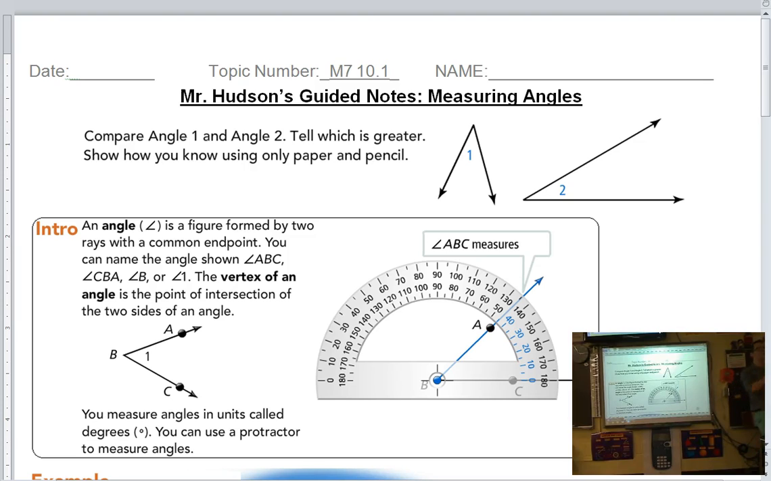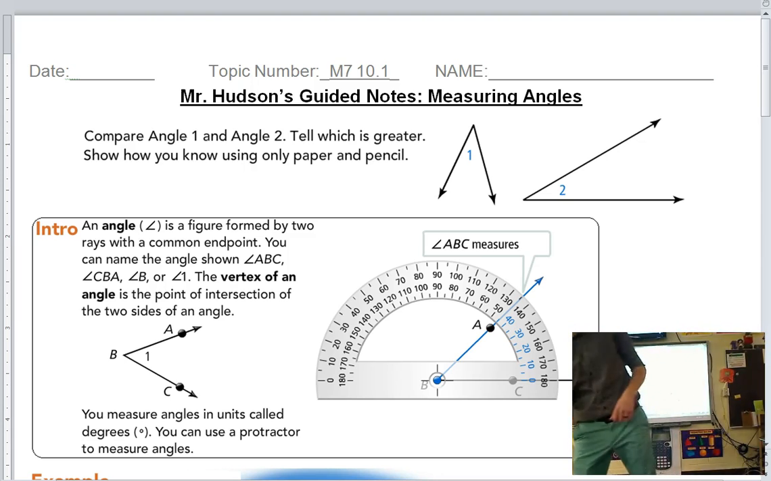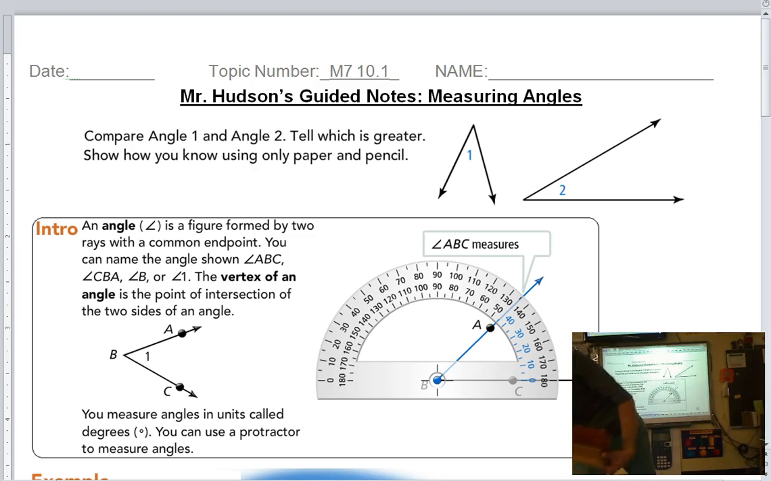We are moving from the algebra side of math into the geometric side of math. And the nice thing about geometry that helps a lot of people is that it is more visual. You're also going to need a protractor, so grab one of these if you don't have one yet.